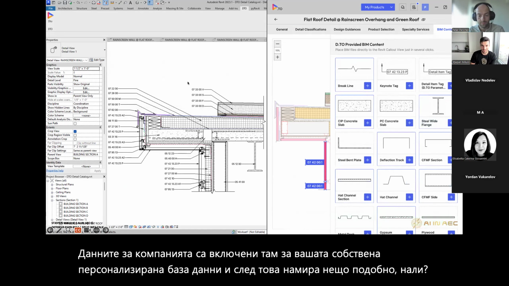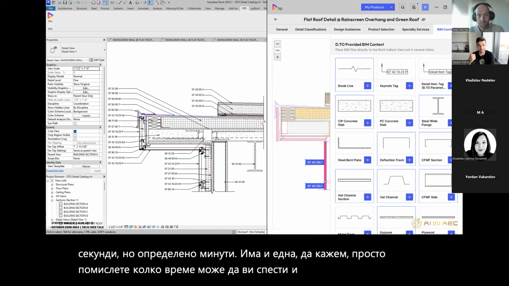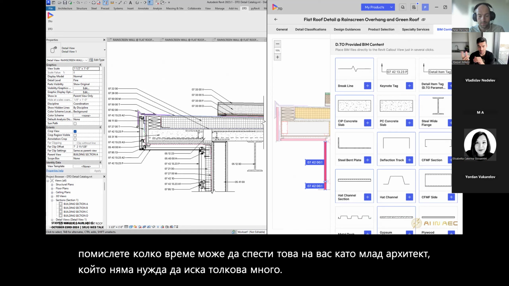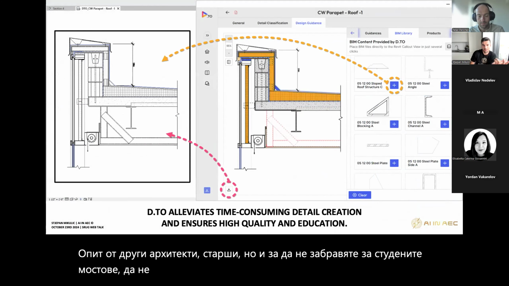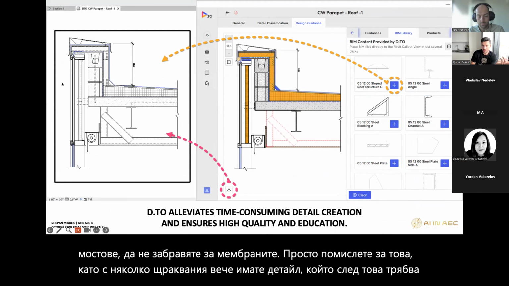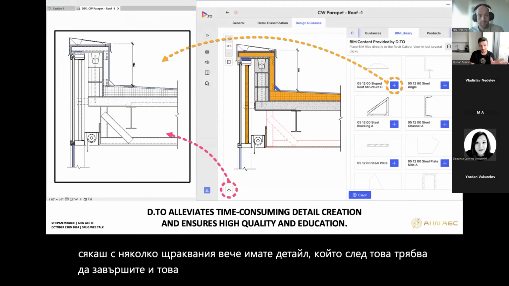Just think about how much time this can save, both for you as a young architect who doesn't need to ask so much of senior architects, and also for not forgetting about cold bridges and membranes. With a few clicks, you already have a detail that you then just need to finish up, and that's it. So it can save you thousands of hours.